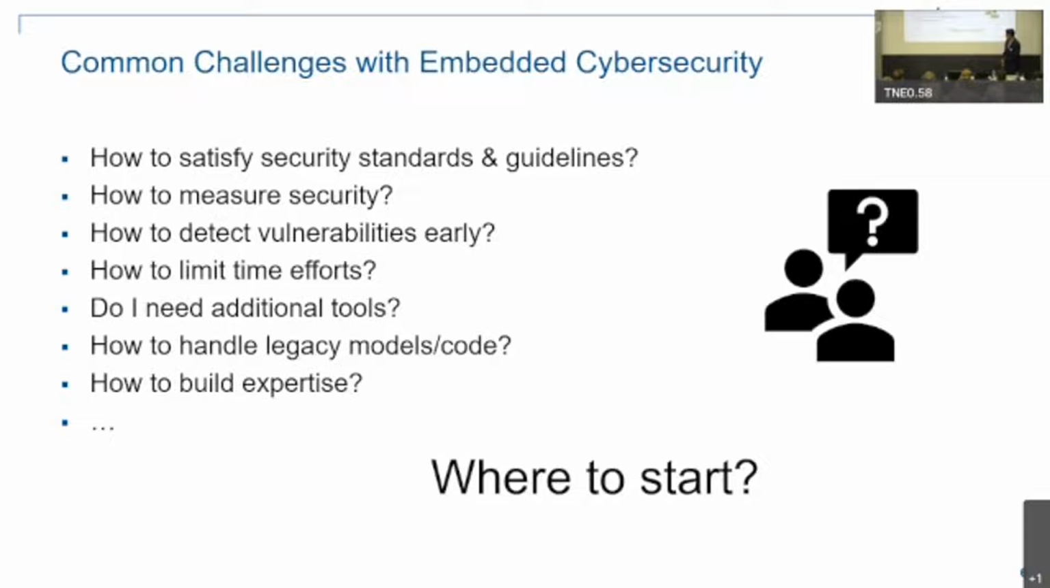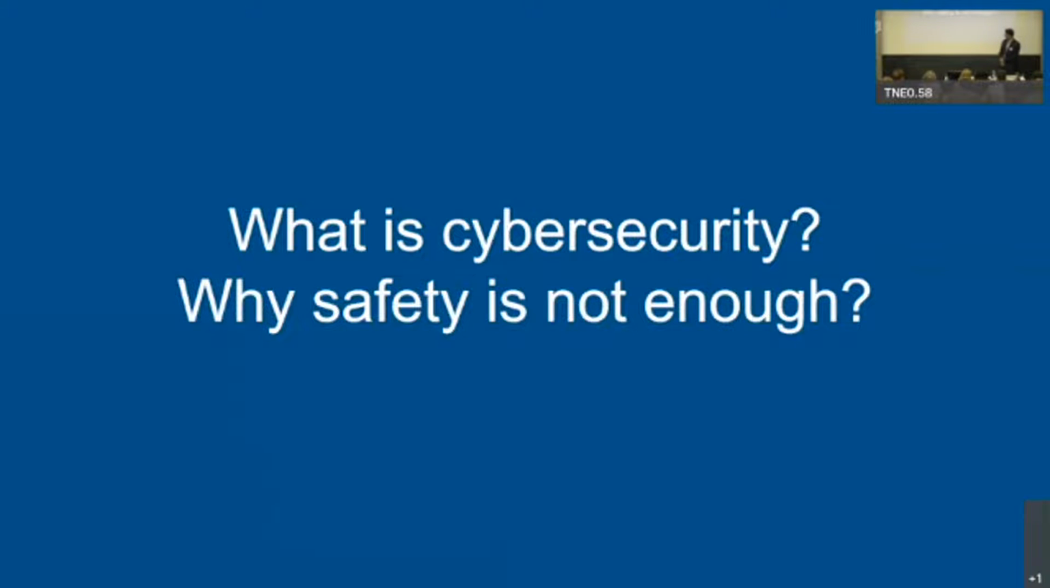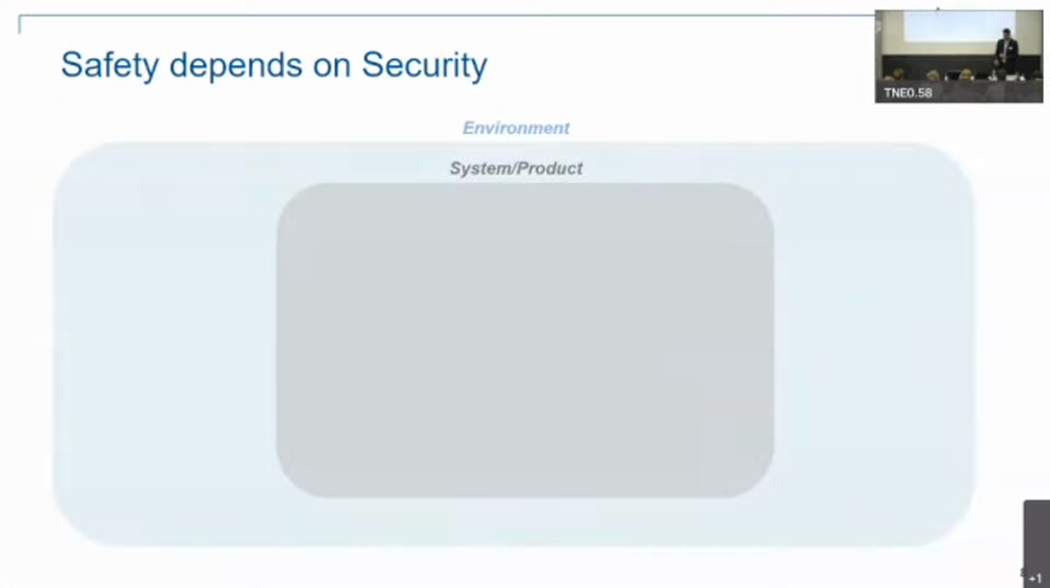So let's start with what cybersecurity is and why safety is not enough. Here I will try to explain the relationship between security, safety, and cybersecurity, and why it is so special. We will start with a common definition so that we all speak the same language. You can see in blue the environment in which the system is evolving. The system can be the car, and in the environment, for example, you will have a hacker, or other cars, or something like this.